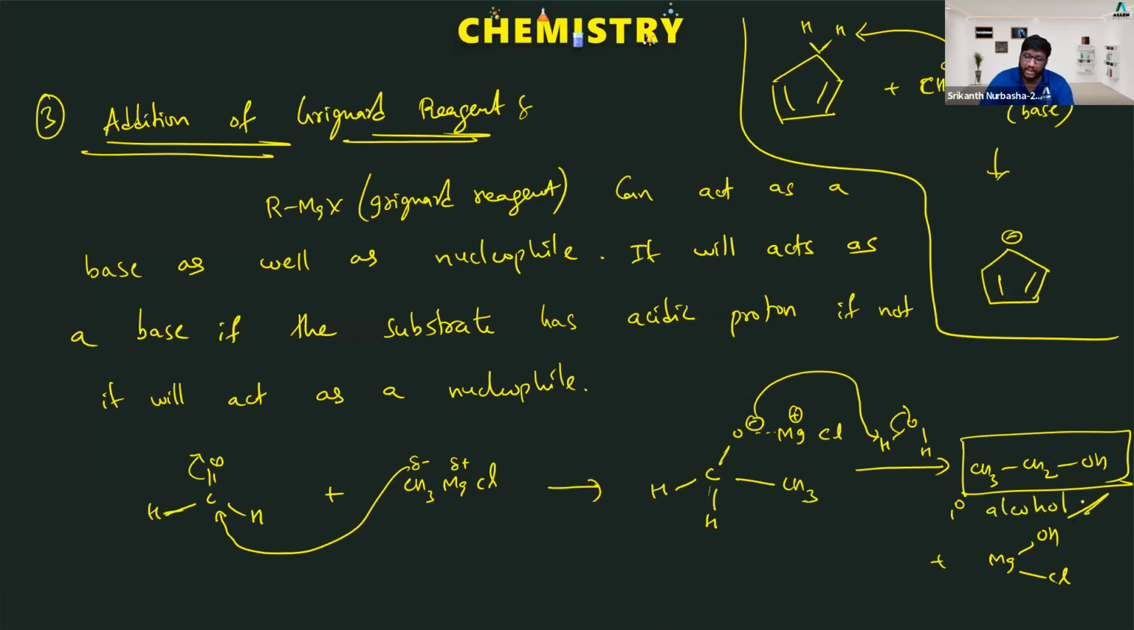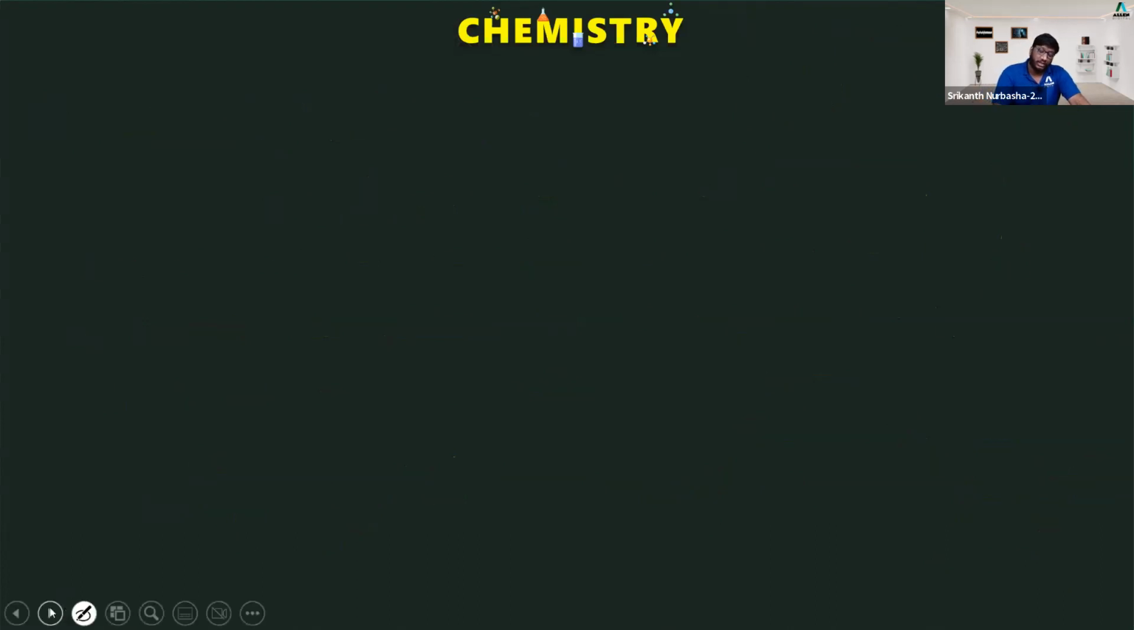Whenever you treat a Grignard reagent with formaldehyde, you will produce a primary alcohol. Whenever you treat a Grignard reagent with an aldehyde other than formaldehyde, it will form a secondary alcohol.